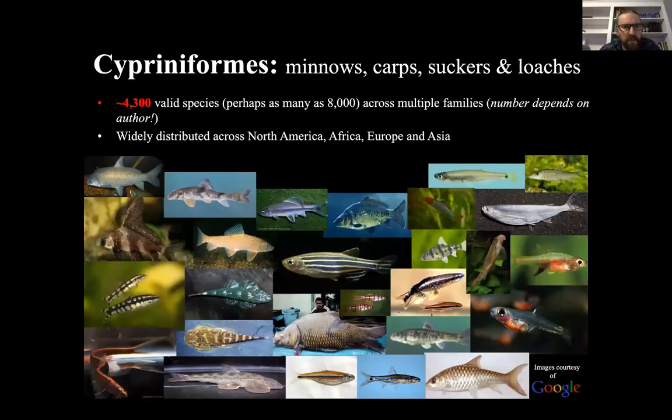So the carps and the minnows, of course, belong to the order Cypriniformes. This is a very large group of freshwater fishes. It's distributed widely across the globe. Its members are found in almost all of the continents, of course, except for Australia and Antarctica. There's over 4,000 described species, but there may be as many as 8,000, and new ones are, of course, described almost weekly.